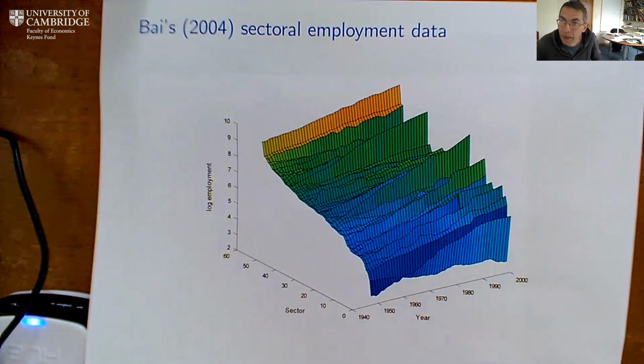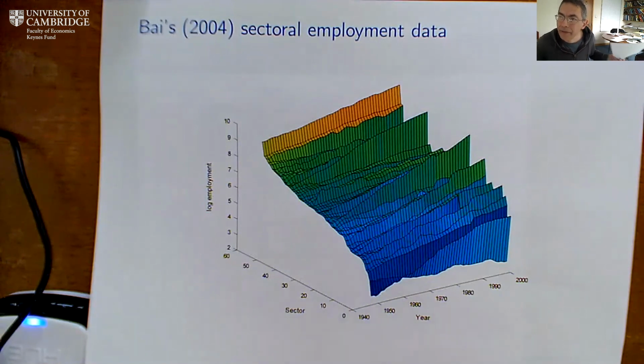So what Jushan Bai did, he took this data and did principal components analysis, and then used the factors extracted from this data to say something about employment, et cetera, and about many macroeconomic things in the US economy. So the question: is his analysis spurious or not? How do I know? Well, one way to check is to look at the estimates of the factors. How do they look? Do they look like cosine waves or not?